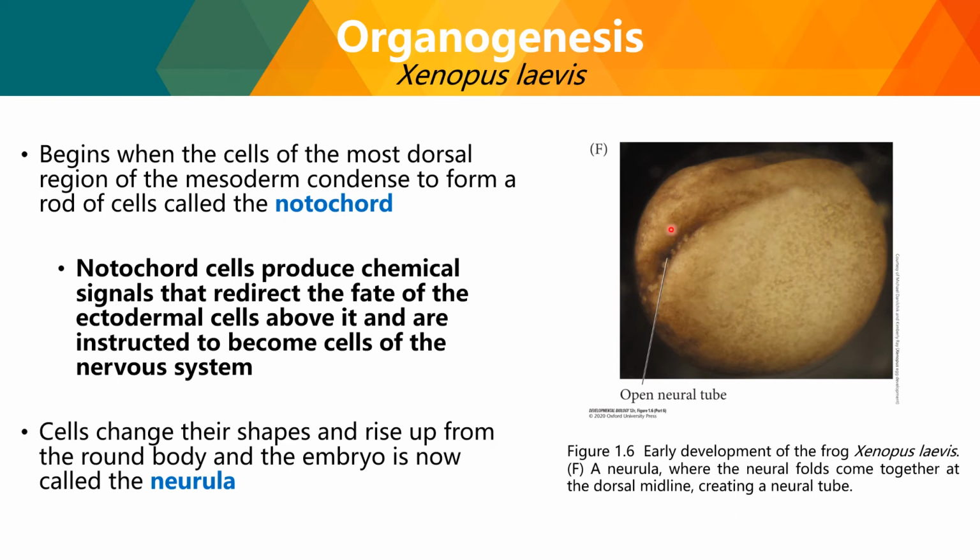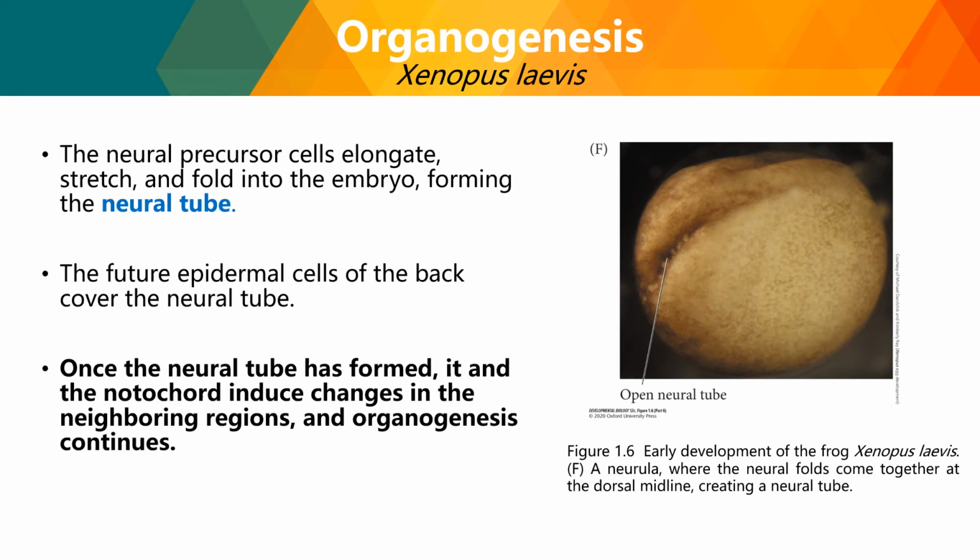So once there's already the formation of notochord and the neural tube, okay, so it already depicts the start of your organogenesis. So in this picture, it's a neurula where the neural folds come together at the dorsal midline, creating a neural tube. So within that neural tube is where you see your notochord. So the neural precursor cells elongate, stretch, and fold into the embryo, forming a neural tube, and the future epidermal cells of the back cover the neural tube.